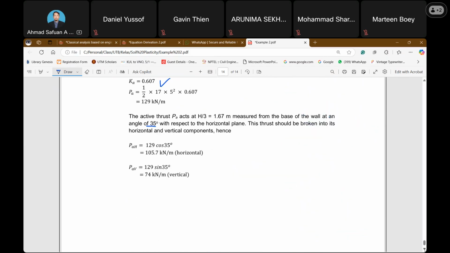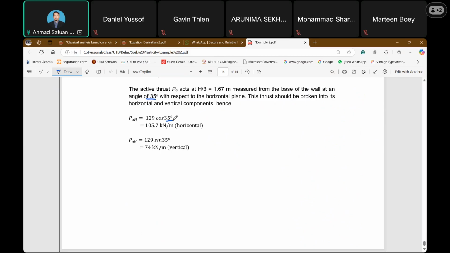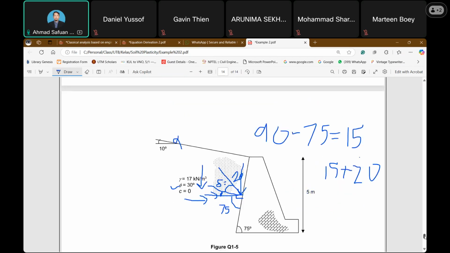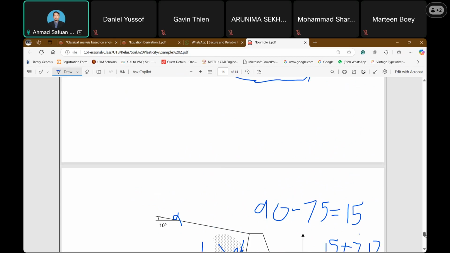That's why we use the angle of 35. For horizontal, multiply with cos 35. So PA is the value of the force or the value of the load. Then for the PAV, we use the sine, to resolve the horizontal and vertical components. Okay, any questions before we move to the next discussion?